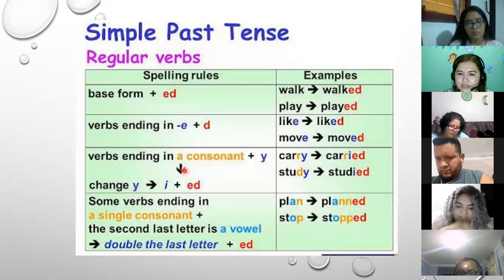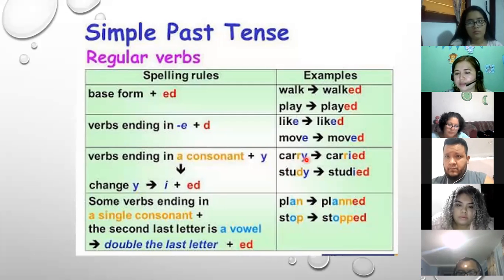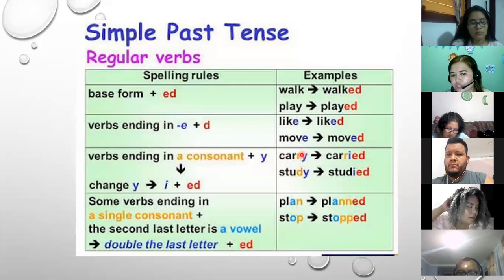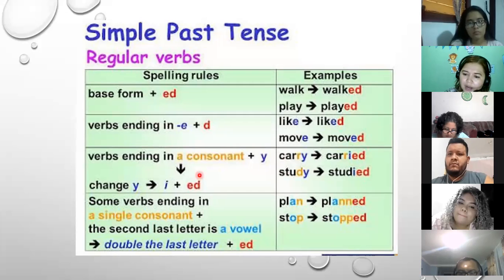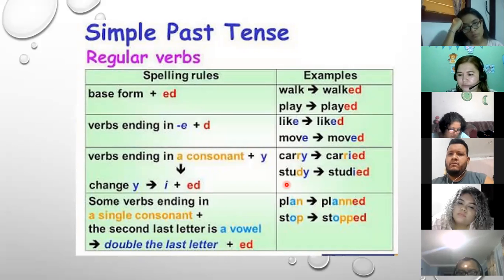So look at the examples, carry. Okay, carry. Si yo quiero poner este verbo en pasado, I have to change the letter Y for a letter I plus ED. Okay, now carried. This verb is already in past. Okay, look at the other example, study. That's a present, the base form of the verb. So if you want to use this verb in past, you need to change the letter Y, and you put a letter I and ED. Now the verb is in simple past.